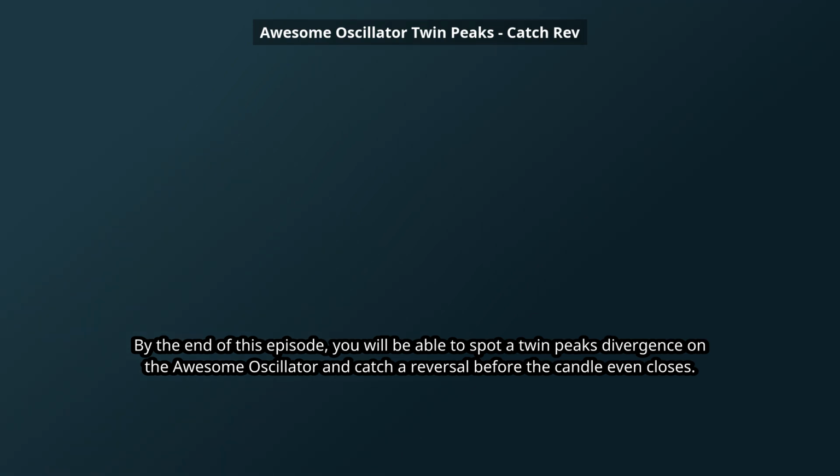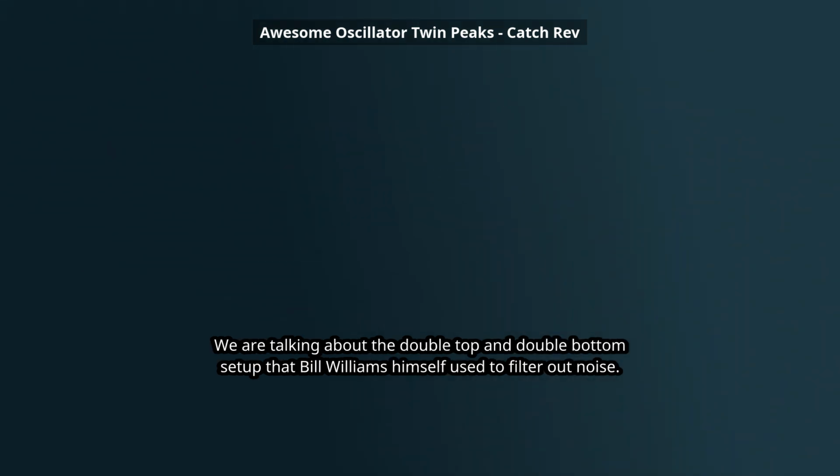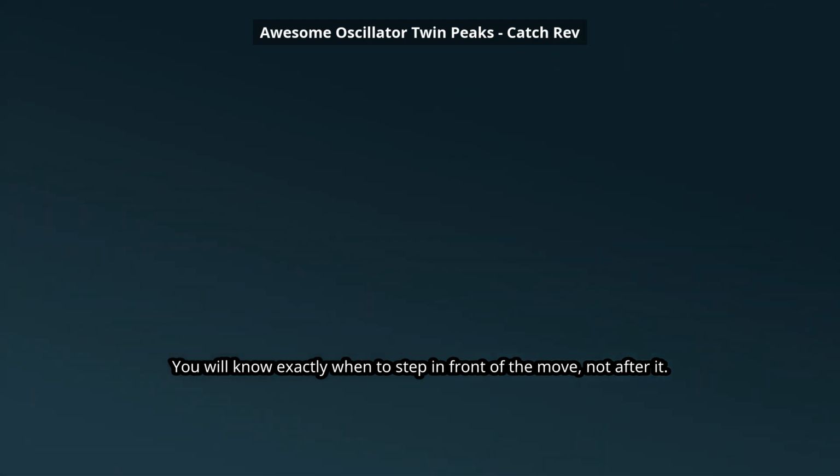By the end of this episode, you will be able to spot a Twin Peaks divergence on the Awesome Oscillator and catch a reversal before the candle even closes. We are talking about the double top and double bottom setup that Bill Williams himself used to filter out noise. You will know exactly when to step in front of the move, not after it. This is the difference between buying the dip and catching the knife.